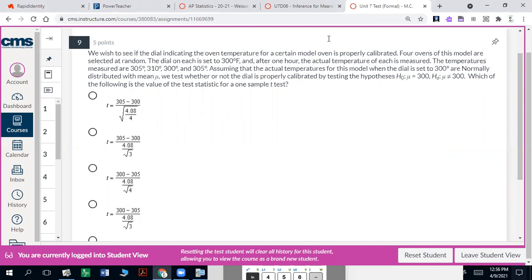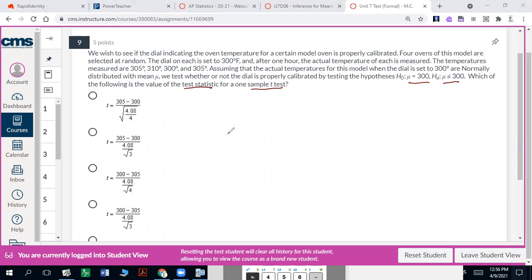The temperatures measured are 305 degrees, 310, 300, and 305. Assuming the actual temperatures for this model when the dial is set to 300 are normally distributed with the mean mu, we test whether or not the dial is properly calibrated, testing the hypothesis that the null is 300 and the alternative is not equal. What is the test statistic for a one sample t-test?